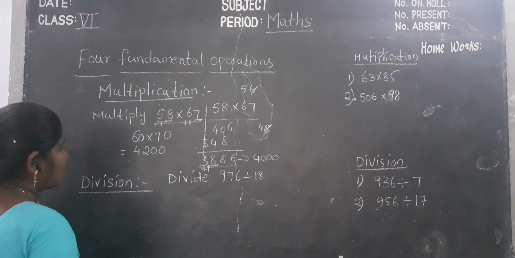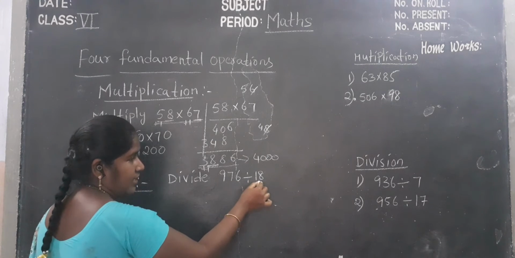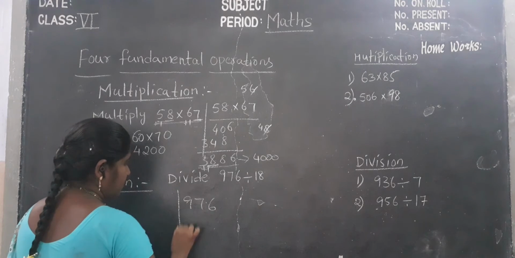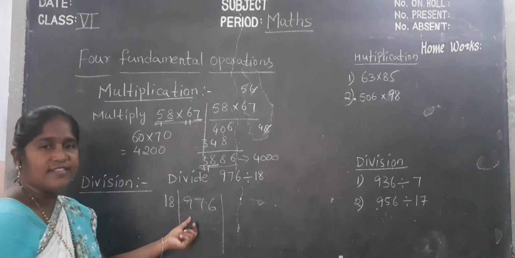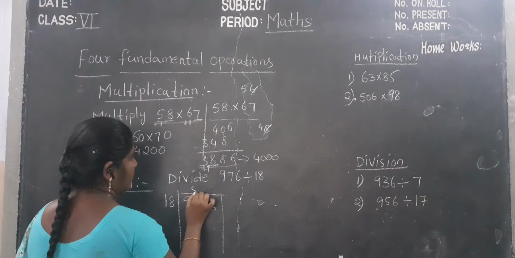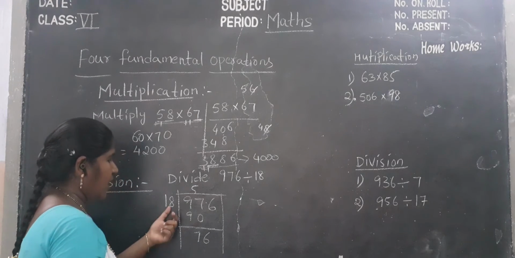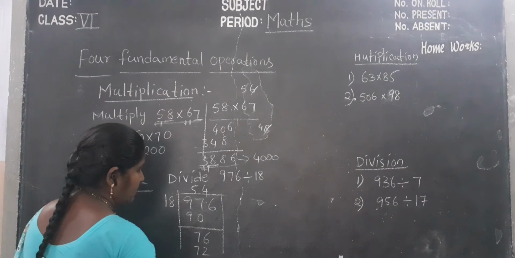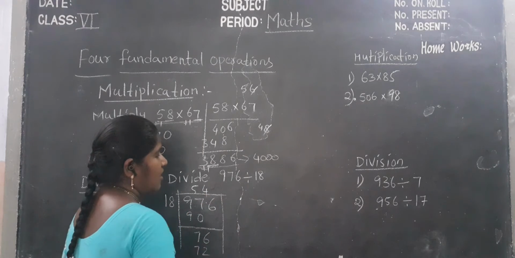Okay, next one is division, children. So divide. 976 divided by 18. See children, 976 divided by 18. 18 times 5, how much, children? That one is 90. So 76. And next one is 18 times 4, 72. So what is the remainder, children? 4. For these two numbers, the estimation number is 976.